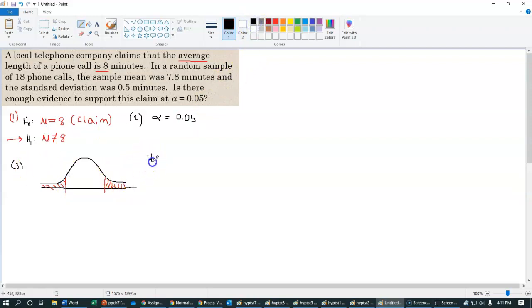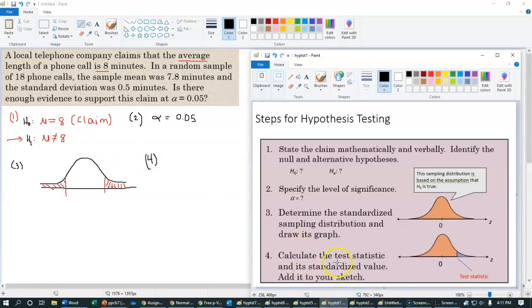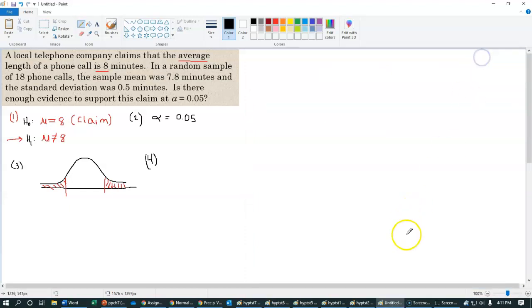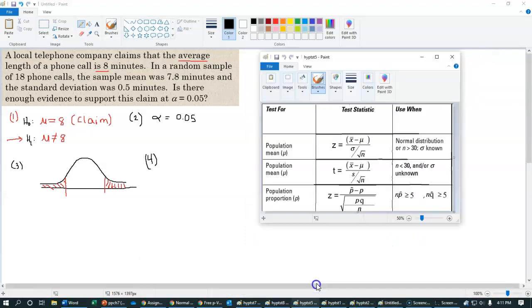Step number 4, okay, we're following the 7-step process. We're going to calculate the test statistic. Don't forget that the test statistic is a number that we're going to find using a formula. Which formula? One of these 3. How do I know which of these 3 formulas I'm going to use? It depends what the claim is about. The claim is about the mean. So we can choose the first formula or the second formula.